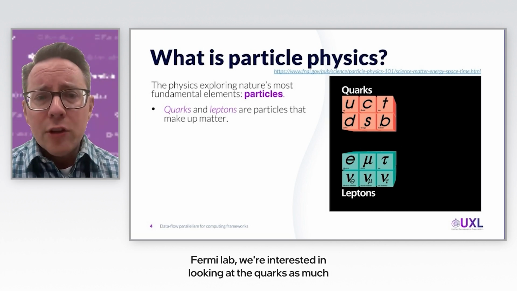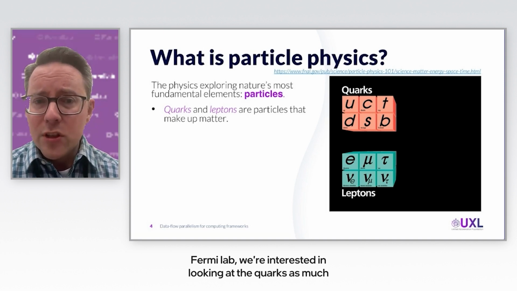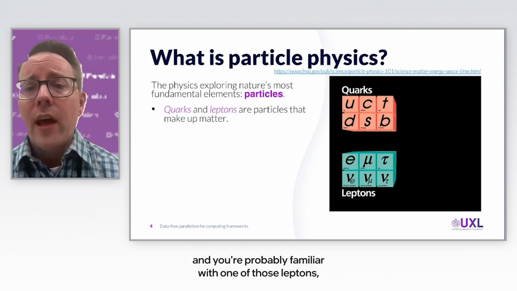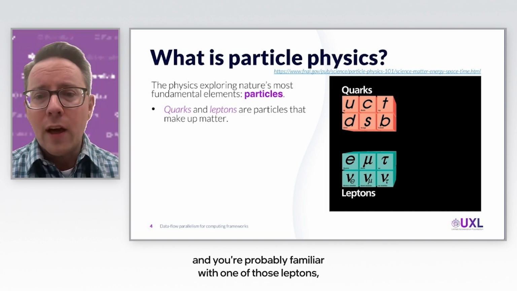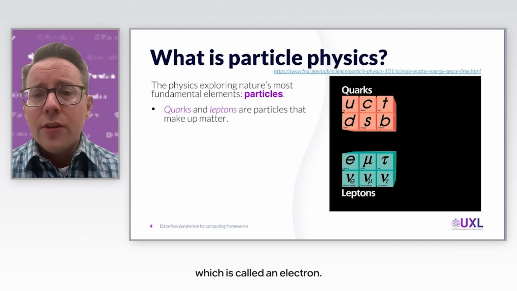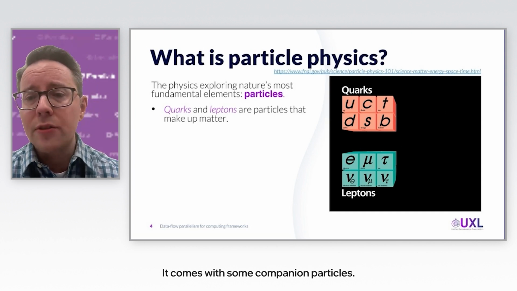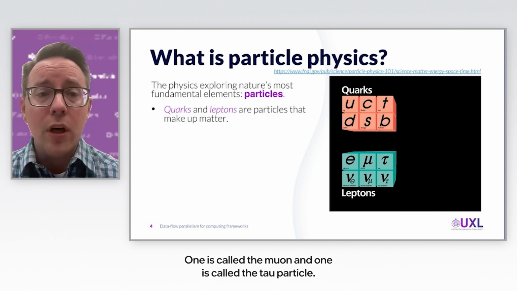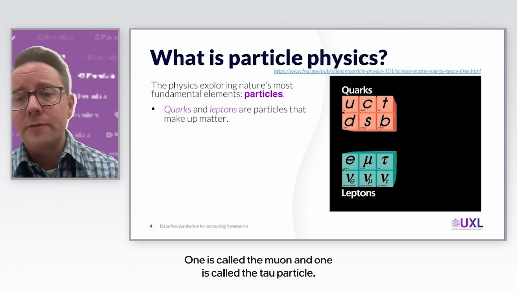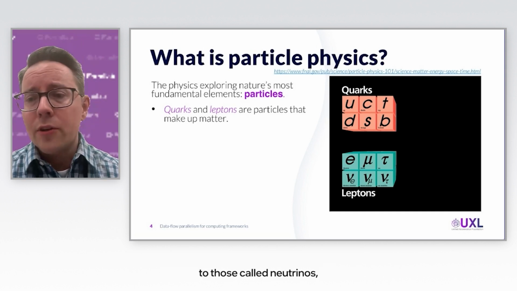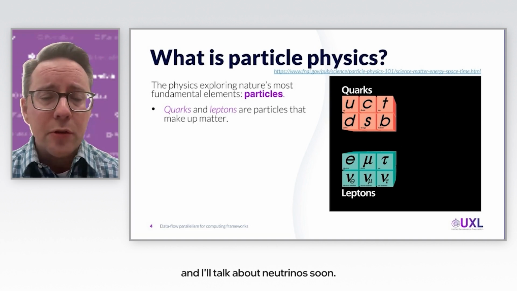At Fermilab, we're interested in looking at the quarks as much as we can themselves, but there are also things called leptons. And you're probably familiar with one of those leptons, which is called an electron. It comes with some companion particles. One is called the muon, and one is called the tau particle. There are also then companion particles to those called neutrinos, and I'll talk about neutrinos soon.